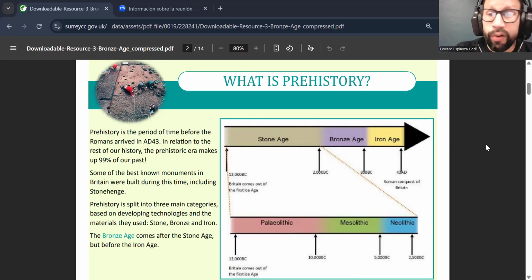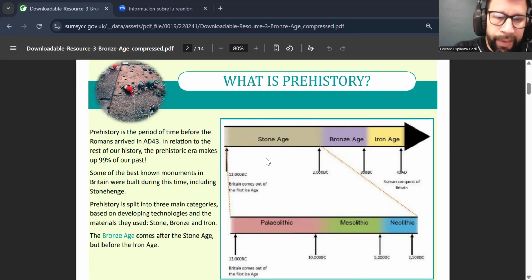In relation to the rest of our history, the prehistoric era makes up 99% of our past. That's why it's super important to know this, what it means and all, because practically it all started off in these three periods of time, also known as ages. This document is taken from the British Archives of History and all archaeological history. So that's why we are taking Britain here as a clear example.